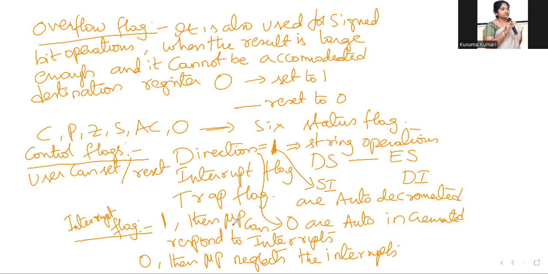This particular topic we can discuss in detail later, but here the interrupt enable flag can be set or reset. If it is in the set condition, then the microprocessor can respond to the interrupts. If it is in the reset condition, then the microprocessor neglects the maskable interrupts. Okay, that is the interrupt enable flag. Next one is the trap flag, which is the last flag.